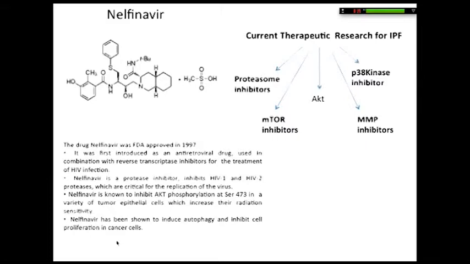Nelfinavir has been shown to inhibit AKT phosphorylation, as well as many other things, as we're showing here, that may be involved. Many of us in the room have looked at these as perhaps antifibrotic mechanisms by which this drug could work. And a lot of the work that has been done previously has been done in cancer cells, epithelial cells, including cancer cells from lung. And I'm going to show a little work today regarding fibroblasts.